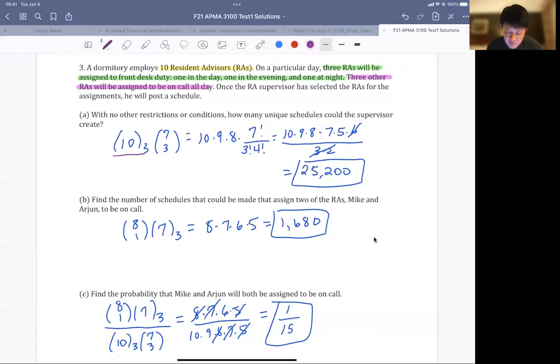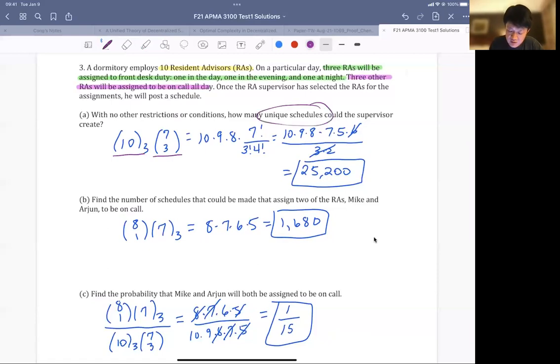After you have assigned 3 RAs to the front desk duty, you have 7 remaining RAs. Now you have to select 3 to be on call, and there are 7 choose 3 different possible ways to do that. That's why you have a 7 choose 3 in the second component. Now you have to multiply them together to get the total number of unique schedules.